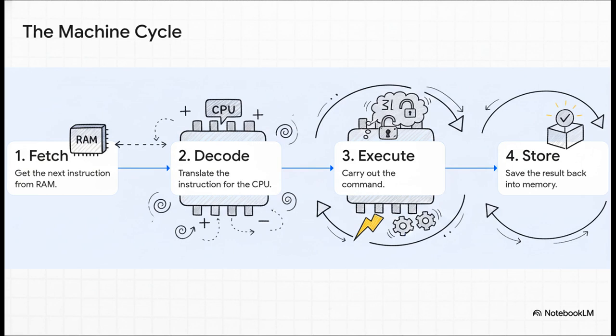First, fetch. The CPU grabs the next instruction from RAM. Second, decode. It figures out what that instruction is telling it to do. Third, execute. It carries out the command. And finally, store. It saves the result of that action back to memory. Fetch, decode, execute, store. Over and over. Billions of times a second.